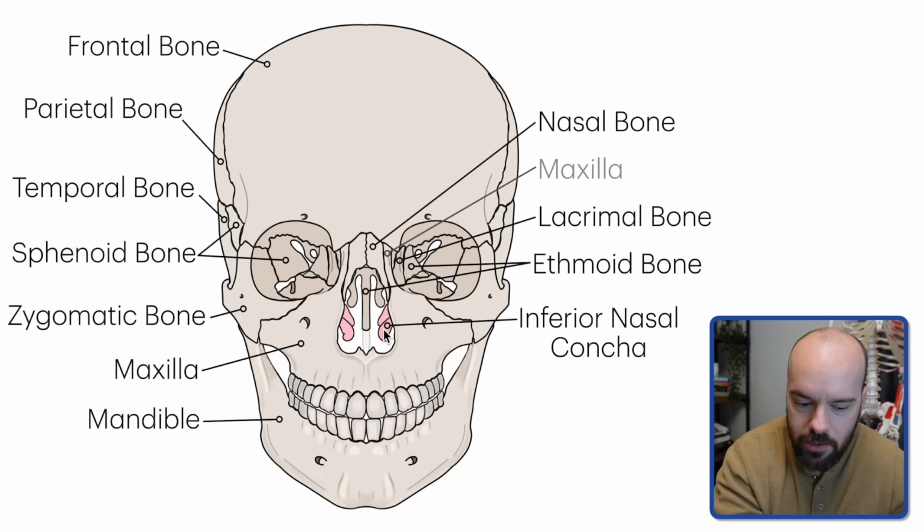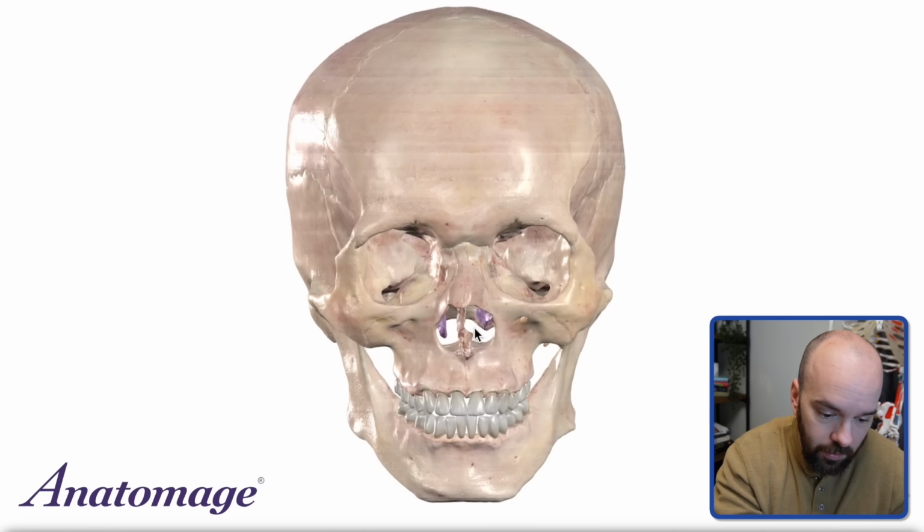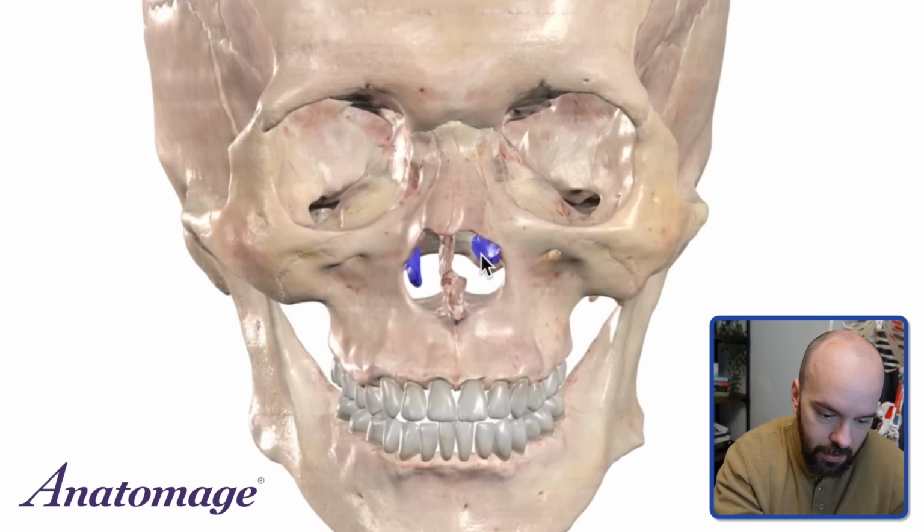Next, we have the inferior nasal concha. The inferior nasal concha, there's one on either side, so it's 2 different bones, and they are pretty small bones. We'll see those here. We can see them right there on either side of the nasal cavity.